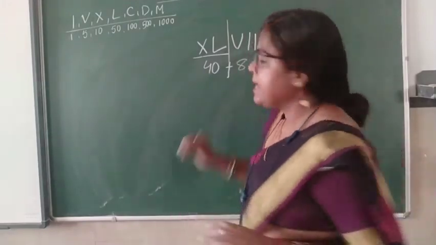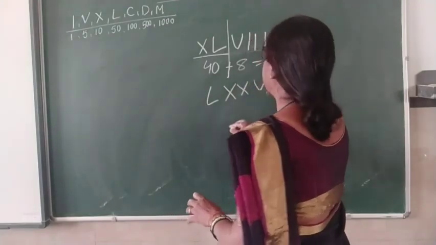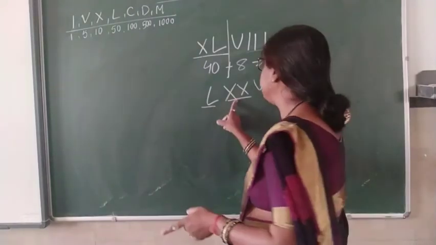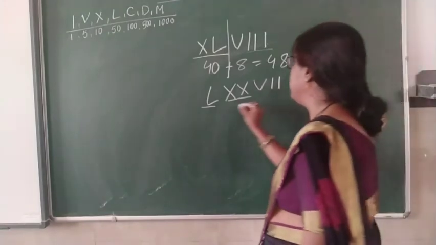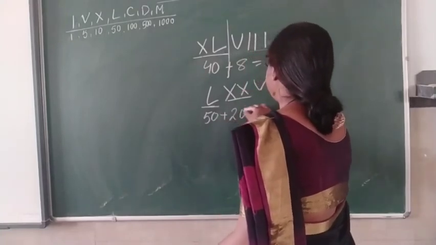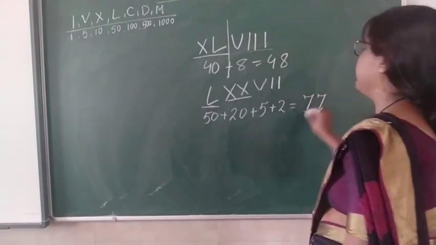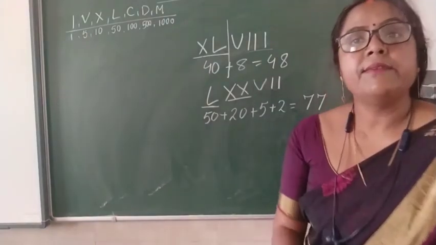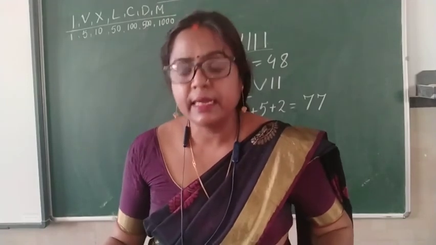Now next is LXXVII. Here the smaller number is after the greater number, it means addition. Here also the smaller number is after the greater number, it is addition. So L stands for 50 plus 20 plus 5 plus 2. 50 plus 20 is 70, and 5 plus 2 is 7. This is 77.